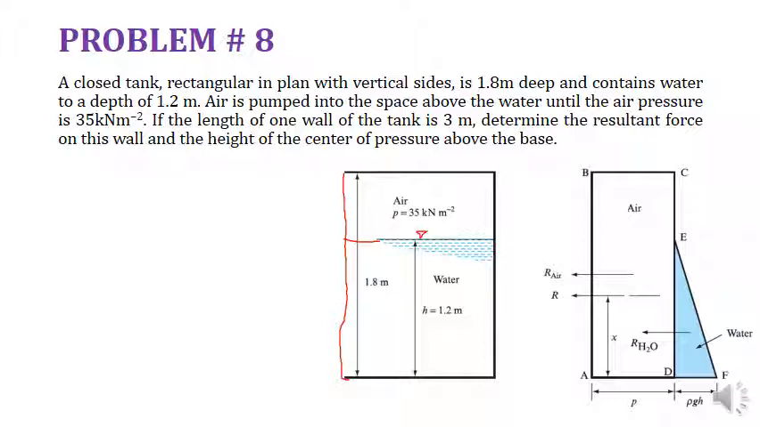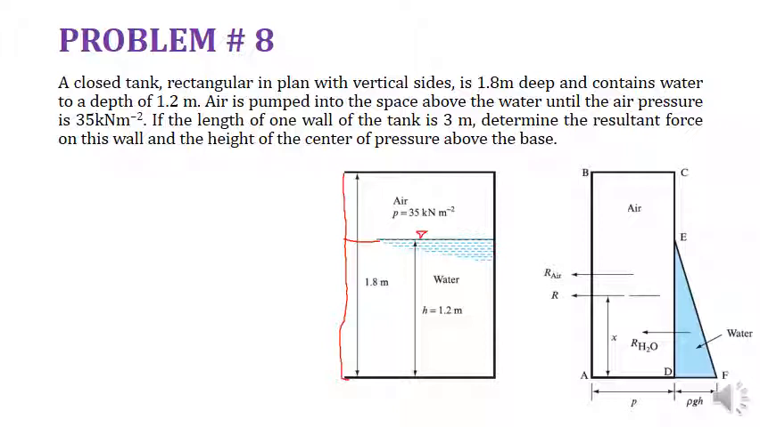So in this case, let's suppose the right side wall of the tank has been considered. Then it is required to determine the resultant force due to the air and due to the water applied on this particular wall of the tank. And secondly, you need to determine the height of the center of pressure above the base. So this is the base. Then starting from the base, what is the distance of the center of pressure that has been exerted on this wall is needed to be determined.